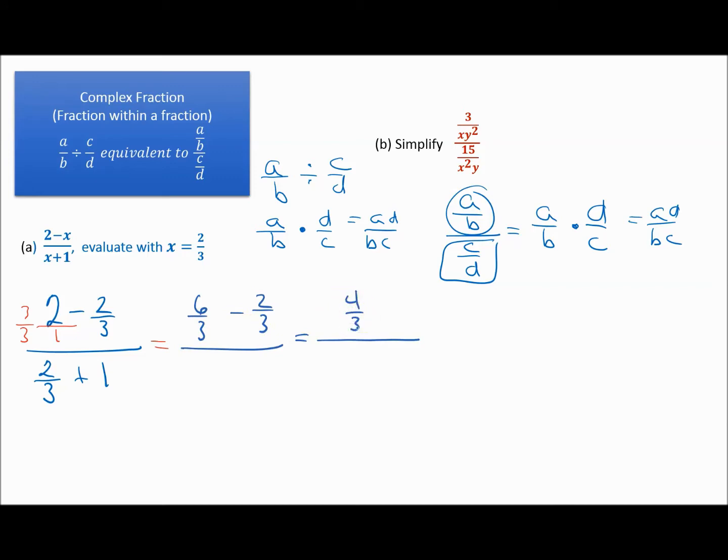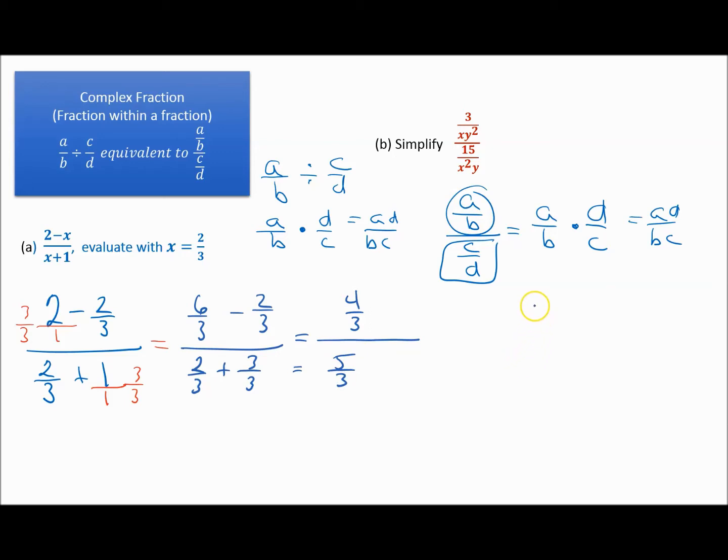And in the denominator, I'm going to do something very similar. This 1 is over 1. I need it to be over 3, so I have a common denominator, so I multiply by 3 over 3, which is going to result in 2/3 plus 3/3, which gives me 5/3.